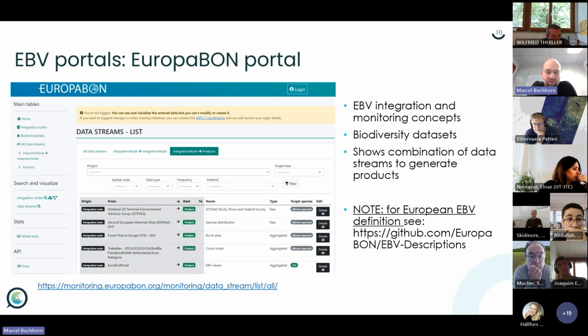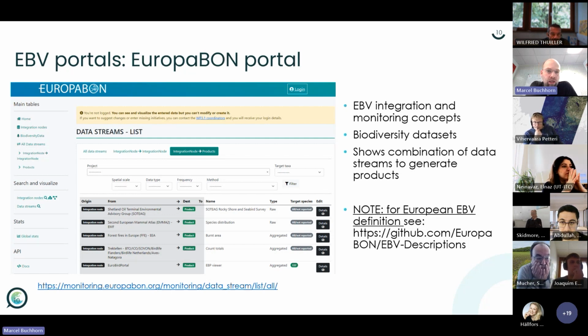As Andrew already said, more confusion came in when the Europa BON project decided to not directly use the EBV definition as provided by GeoBON, but to specify them in more detail. So they came up with a detailed list of the European EBVs as well as a definition. So I put also the link there where you can find them. That's a GitHub repository, so you can find their detailed definition. But they also came up with a detailed idea how to generate them out of different data streams.